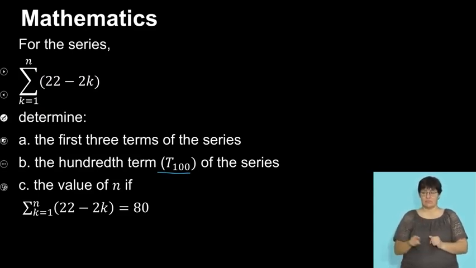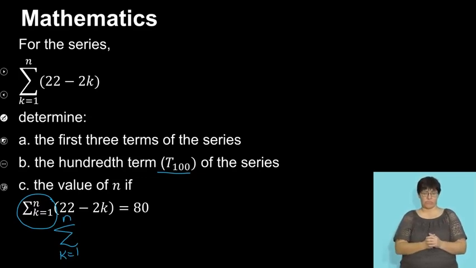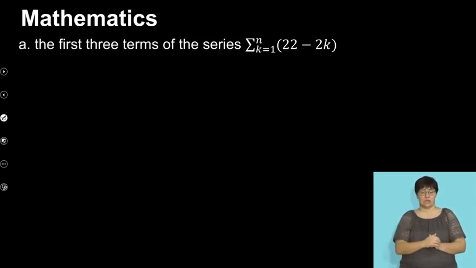So guys, just a little note, this sigma looks slightly different, but all it means is that the n is the top value and k is equal to 1 is the bottom value. I'm just showing you this as sometimes it can appear differently in different books. So let's get going with A.